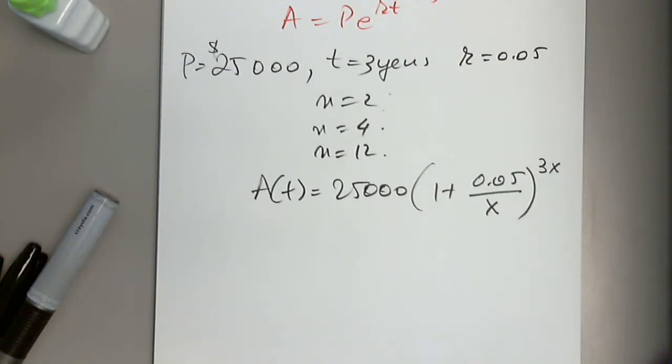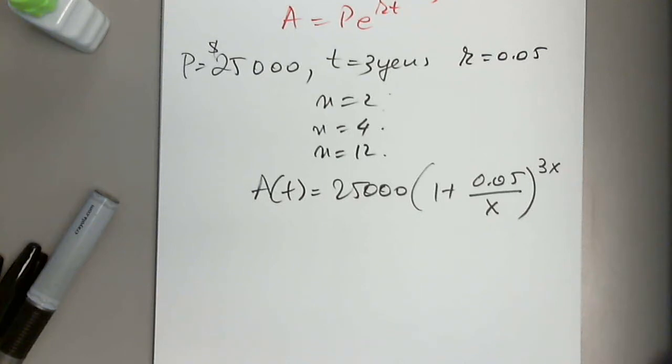Any questions so far? I have a question. Yes. Why are you putting x? This is the variable that changes from 2 to 4 to 12. That's my x. So I can immediately use the formula and get all 3 results. But the first, it's r over n and then raised to nt. Yes. So n is x and t is 3.